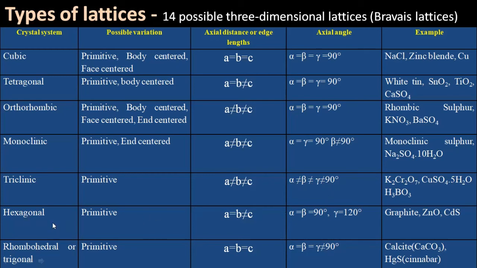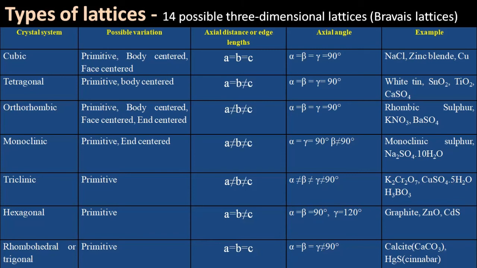Then the sixth one is the hexagonal structure. So in hexagonal structure, it is A will be equal to B but not equal to C. So here, alpha and beta will be equal to each other and will be equal to 90 degrees. Whereas in hexagonal structure, we know hexagonal rings. So in the hexagonal ring, what is the angle? It will be 120 degrees. So here the gamma will be equal to 120 degrees, whereas alpha and beta will be 90 degrees. So in rhombohedral structure, A will be equal to B will be equal to C, and alpha will be equal to beta will be equal to gamma, but it is not equal to 90 degrees.